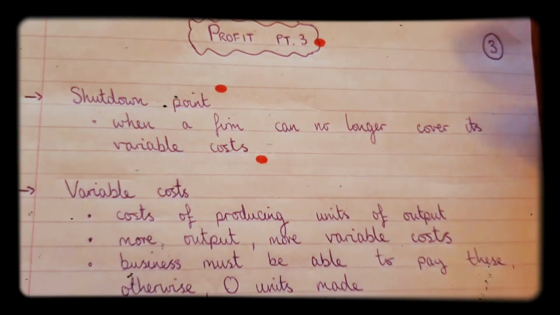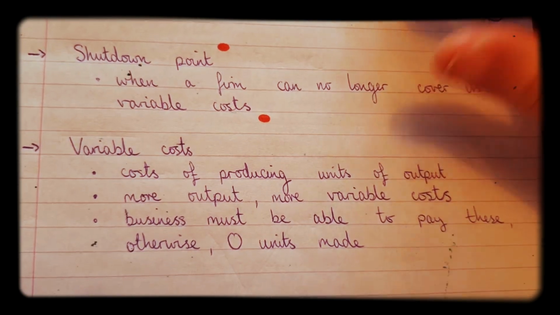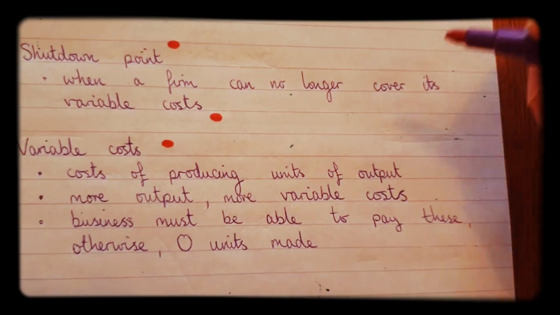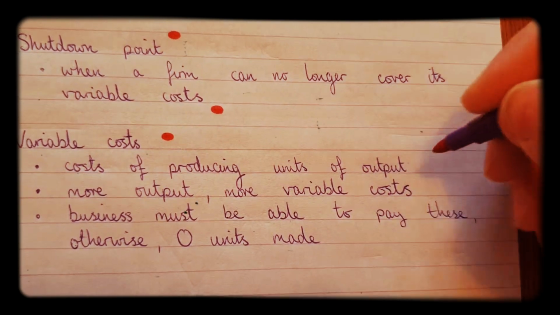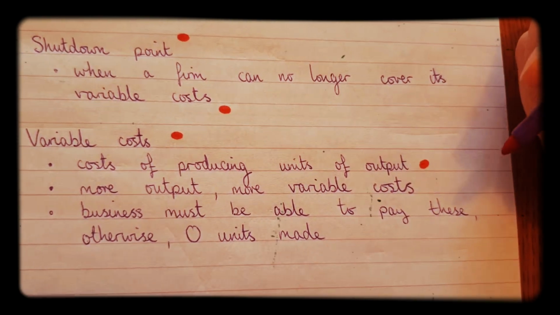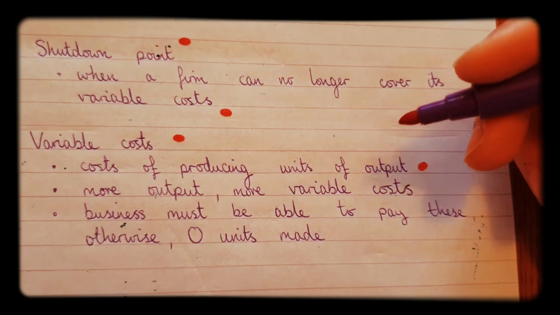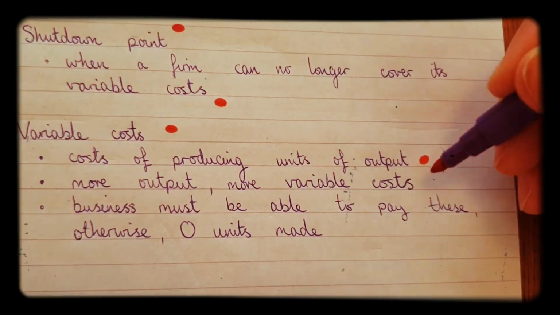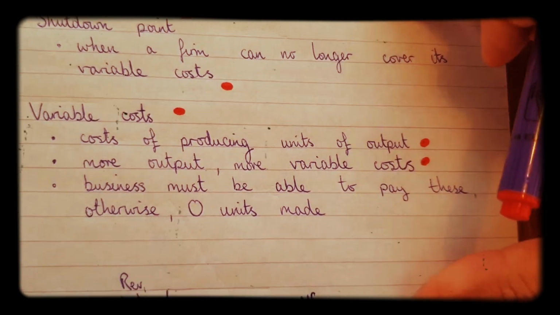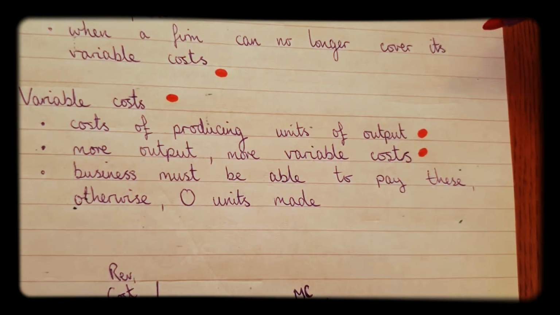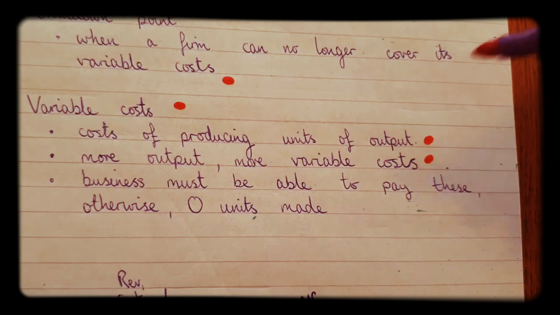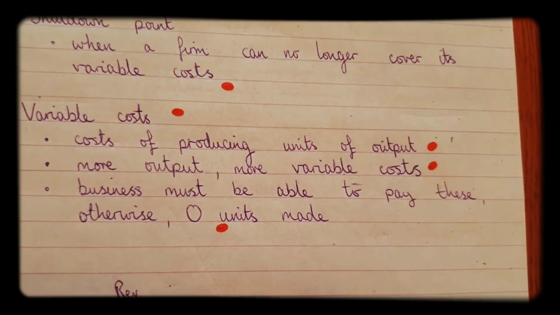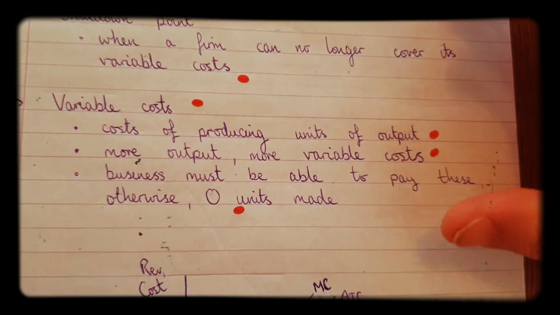Now, if you remember from any previous videos that you've watched of mine, the variable cost of production is the cost that the firm must pay when they produce an extra unit of production. Whenever a firm is making more output, their variable costs go up. So businesses need to be able to pay these, otherwise they can't make any units, and a business that can't produce output has to shut down.